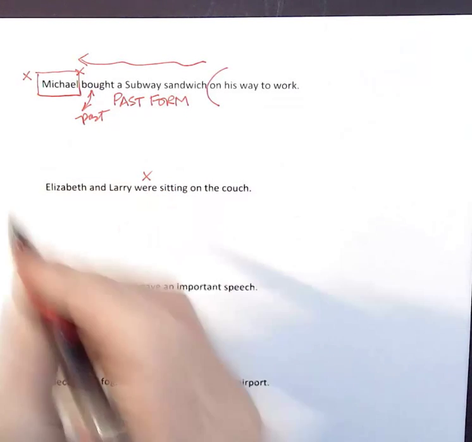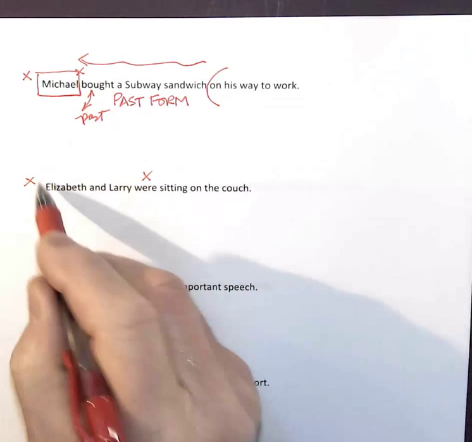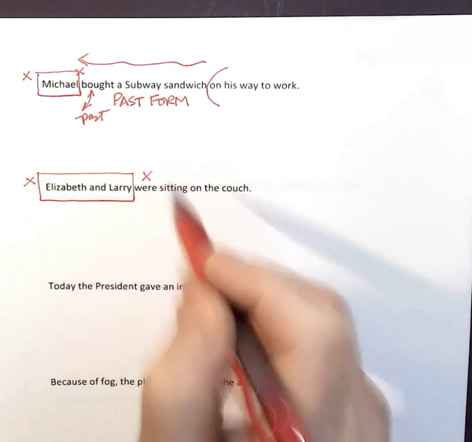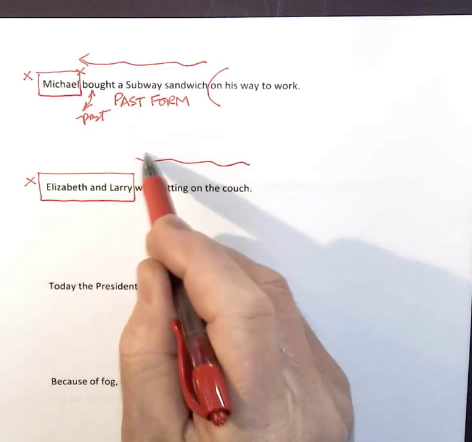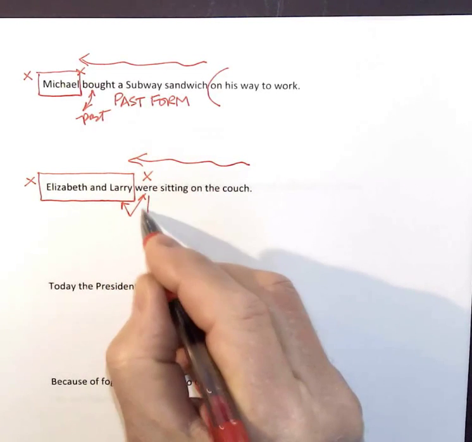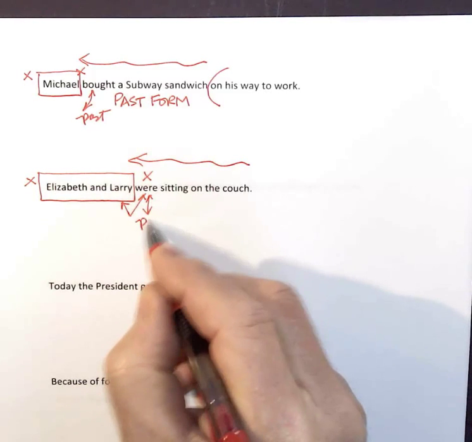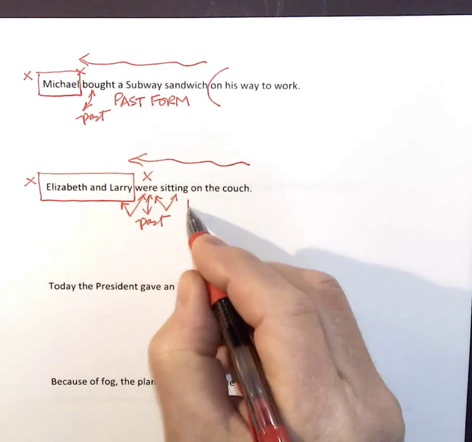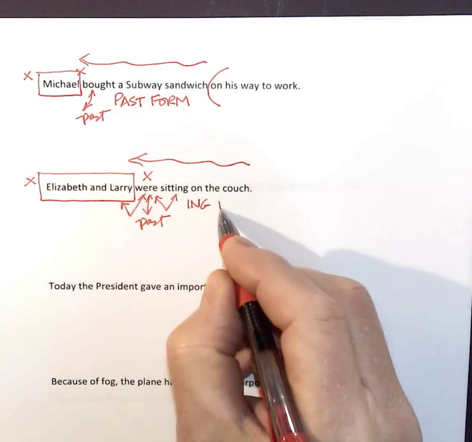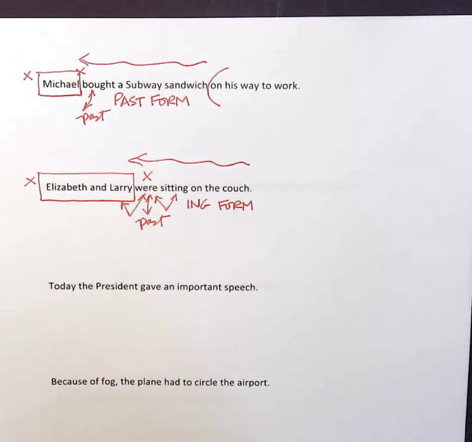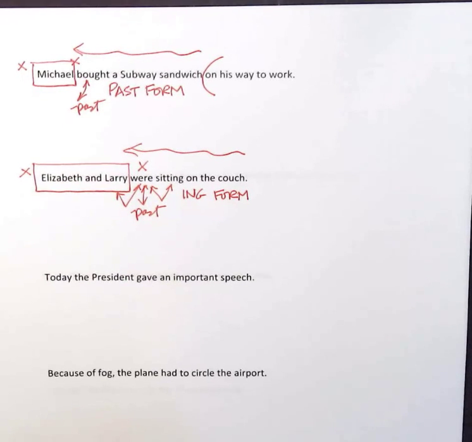Were is the X word. Elizabeth and Larry is the subject. Were ties with the subject. Were ties with the past. Were ties with sitting. That's the ing form. Stop the video, do the next one, and come back.